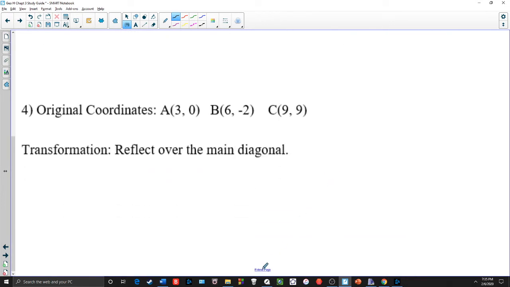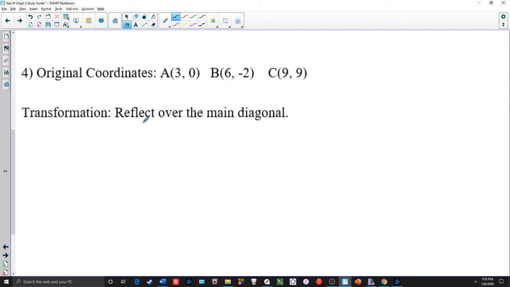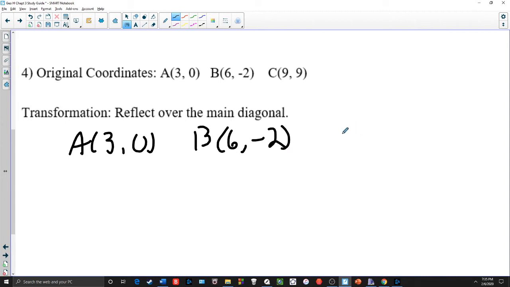And then this one here is asking us to reflect over the main diagonal. So reflections usually require you to multiply one of the numbers by negative 1 and then leave it alone. Like reflection over the y means multiply your x by negative 1 and then leave it alone. Just bring down your y coordinate and be done with it. Reflection over the main diagonal is the only one where you don't multiply. So if I have my points here, let's write down A, 3, 0, B, 6, negative 2, and C, 9, 9.